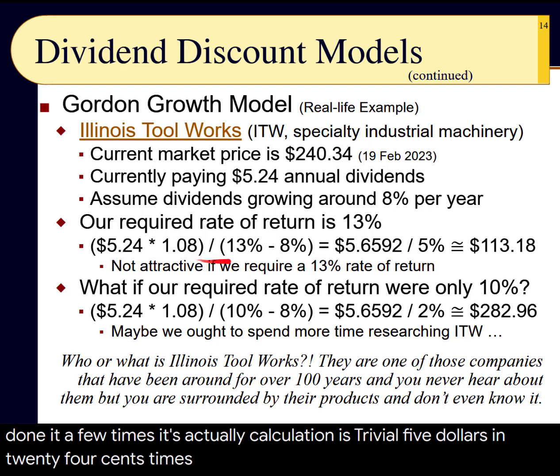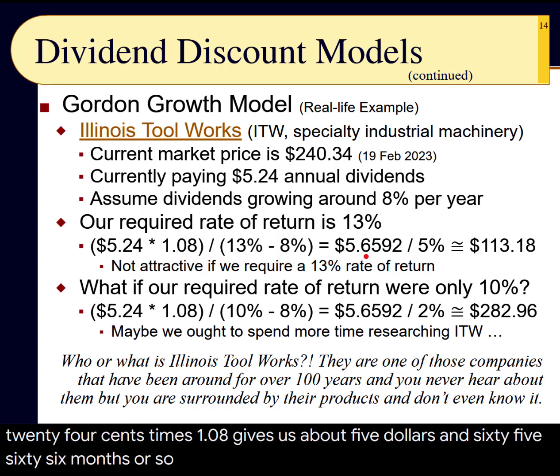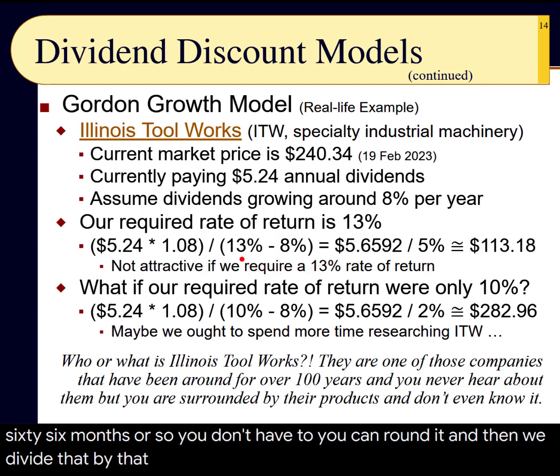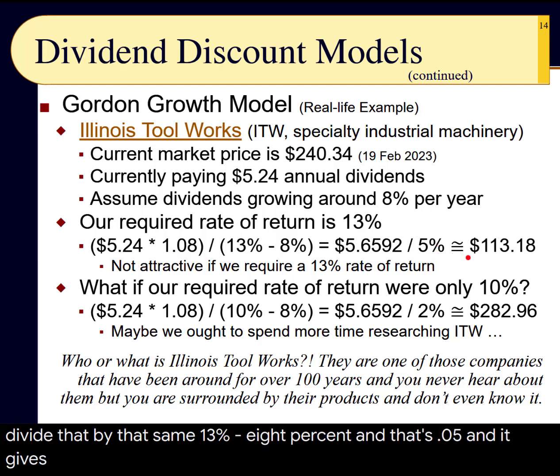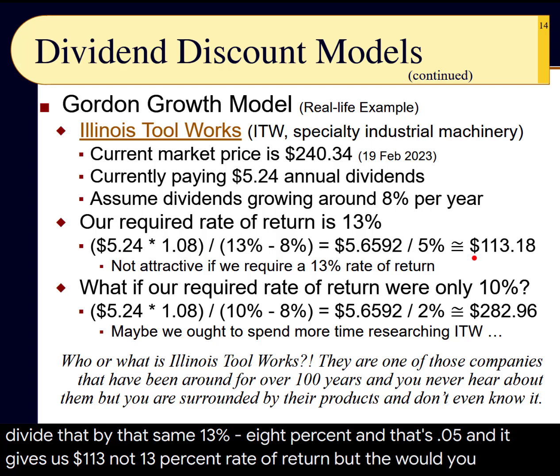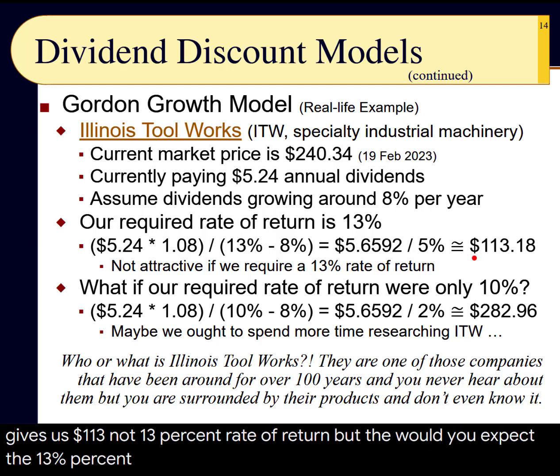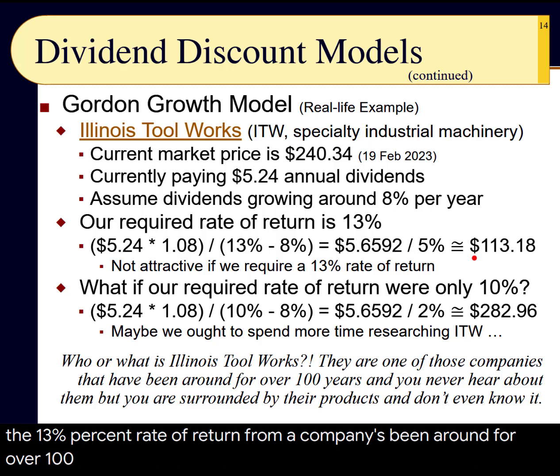$5.24 times 1.08 gives us about $5.66 or so. You don't have to, you can round it. And then we divide that by that same 13% minus 8%, and that's 0.05, and it gives us $113. Not very attractive if we require a 13% rate of return. But would you expect a 13% rate of return from a company that's been around for over 100 years?